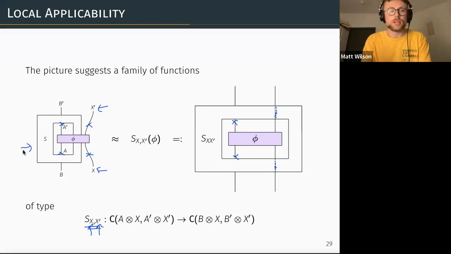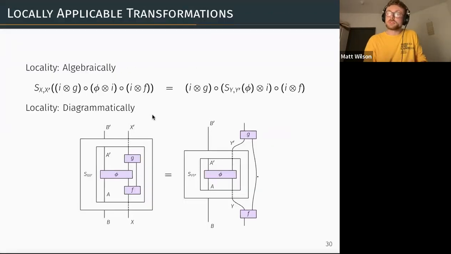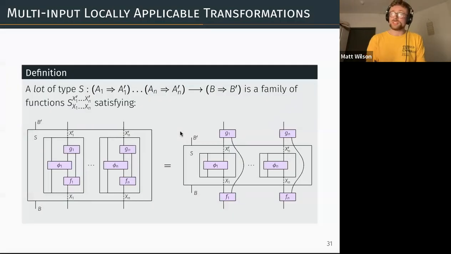Now, the cool thing is that you can enforce this idea of locality, of only acting on the left, by some simple equations. You don't need any more structure to write down these equations. You can write it down algebraically, or you could write it down diagrammatically. Either way, the idea is locality, or only acting on the left, means commuting with any stuff that happens on the environment. So that's local applicability. And it's quite easy to generalize it to a multi-input setting, which is the most interesting setting for supermaps.